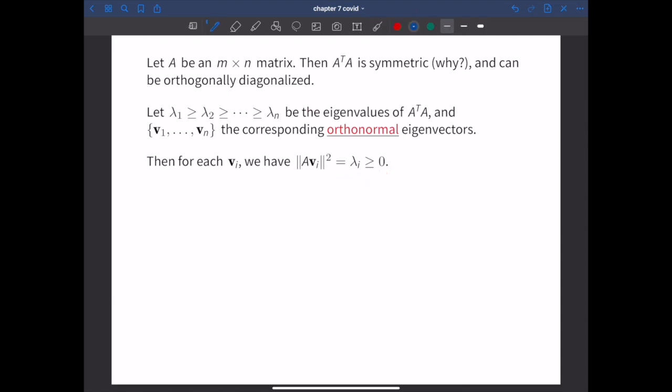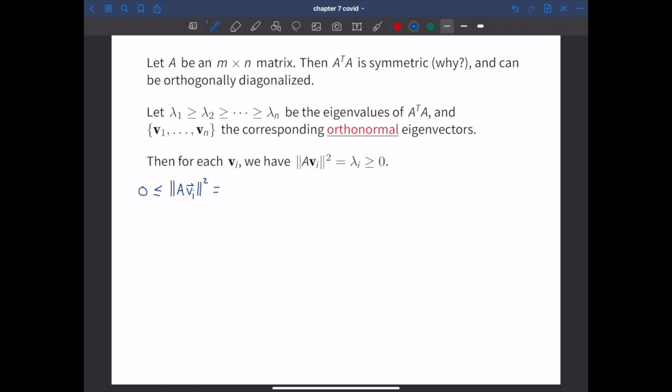So let's see if we can convince ourselves why this has to be true. Well, first of all, we know that if we're going to compute the length of AVI squared, this number has to be non-negative, right? It's the square of a non-negative number, so it has to be non-negative itself. In other words, this is greater than or equal to 0. But let's write down what this part is actually equal to.